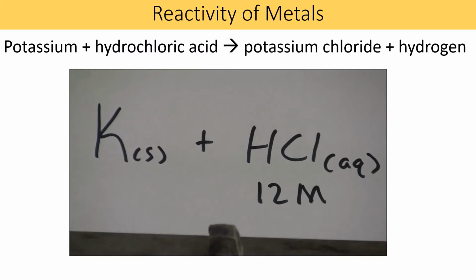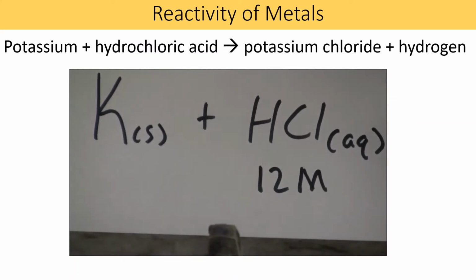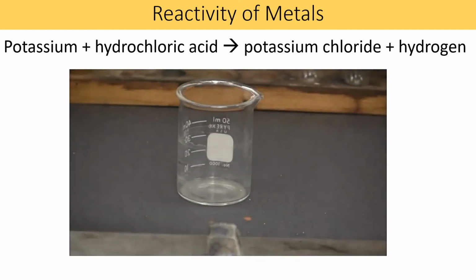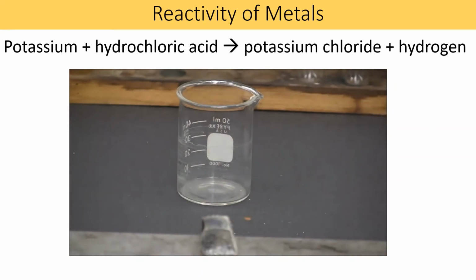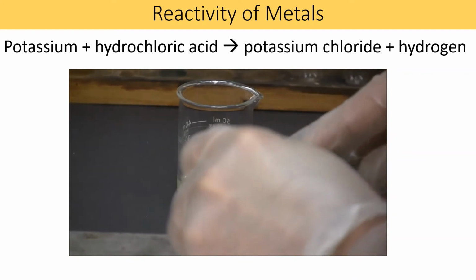Here's the reaction of potassium and concentrated hydrochloric acid. This is 12 molar hydrochloric acid and potassium metal. On the lab counter, I have the potassium metal, barely visible at the bottom of your screen. And to the beaker, I'm going to add 5 milliliters of 12 molar hydrochloric acid. And I'm going to cut as small of a piece of potassium metal as I can.